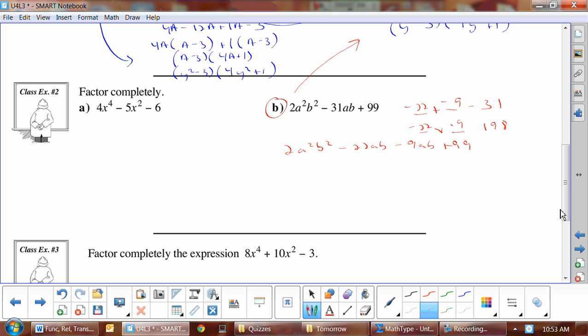Okay, so now you should be able to just group this on your own. So I think these are very easy to do, just the method we've always used. What should we take out of that first set? 2ab, that's the best we can do. That would leave me with ab minus 11. And then the next group, I'll take out a minus 9, leave me with ab minus 11. Okay, so then I got ab minus 11 and 2ab minus 9.